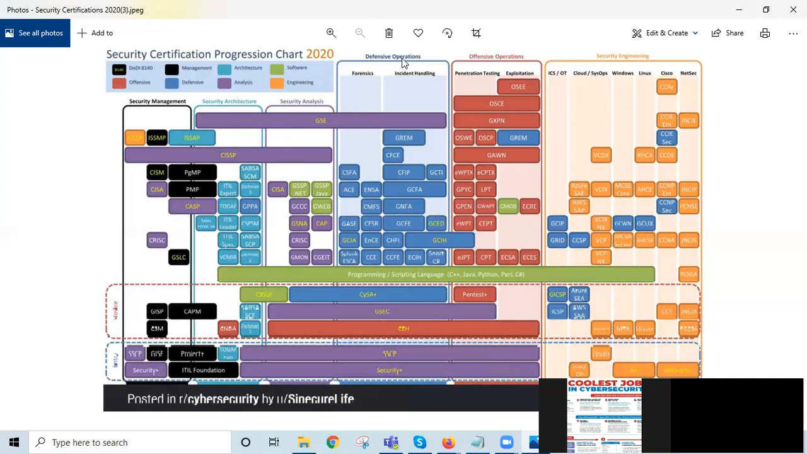Then we have defensive operations, so we have forensics and incident handling. How are you going to defend your networks, your systems, your applications? In this picture you can see we have multiple certifications like CHFI, Computer Hacking Forensic Investigator, GCIA, and CMFS. So these are different types of certification programs in this area.